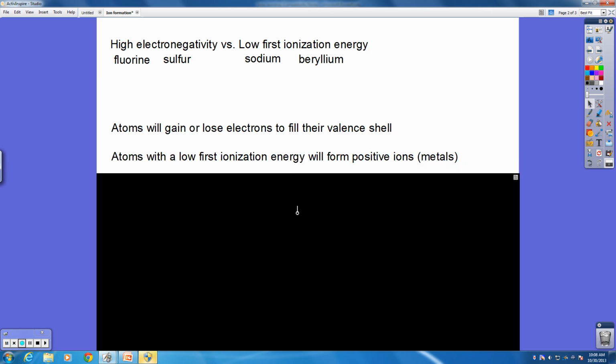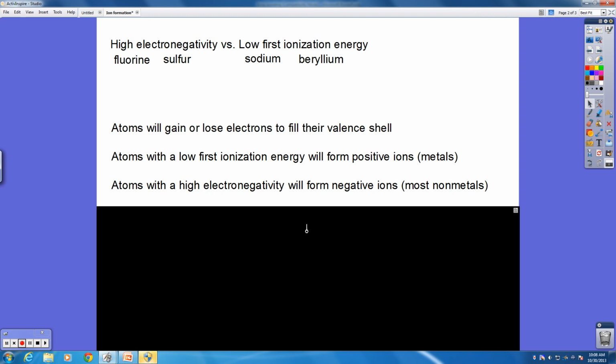Atoms with a low first ionization energy will form positive ions, and those are generally going to be metals. Atoms with a high electronegativity are going to form negative ions, and those are going to be most nonmetals. Noble gases don't form ions at all naturally, even though they are nonmetals. So negative ions mean they've attracted electrons, so they have more negative charge. Positive ions have lost electrons, so they have more positive charge, less negative charge.